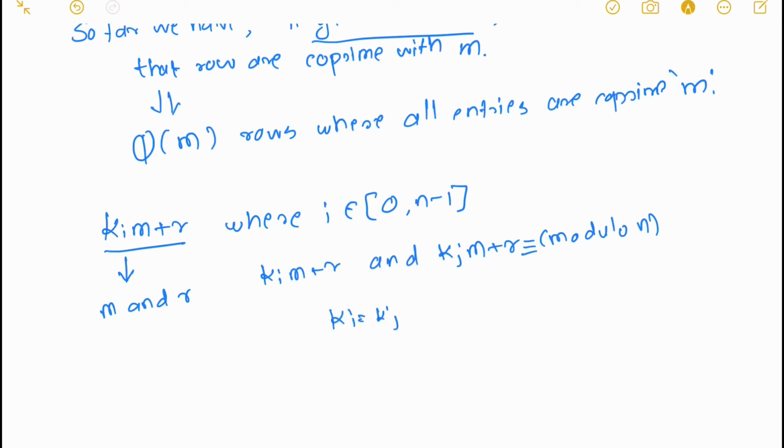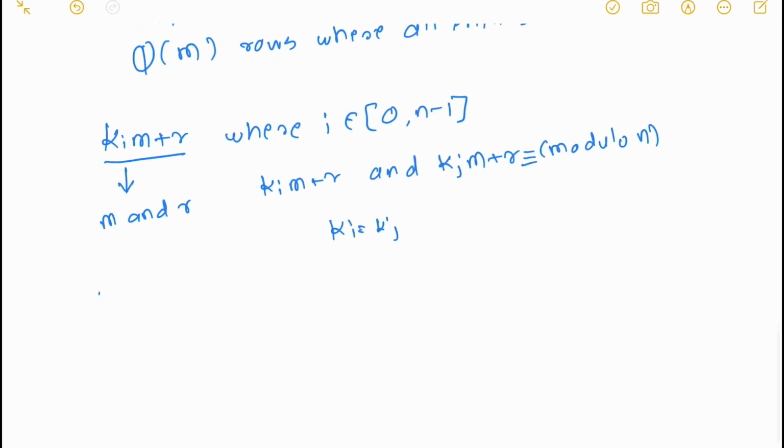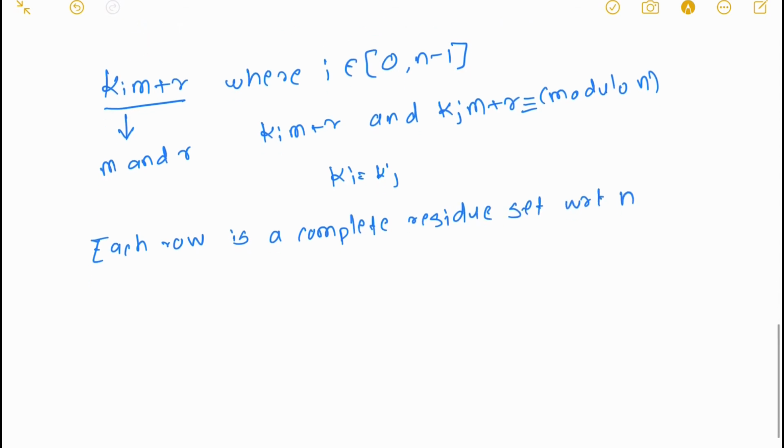So what this means is that each row is a complete residue set with respect to n. What a complete residue set means is that the elements in that set, when taken modulo n, correspond to each residue class modulo n.